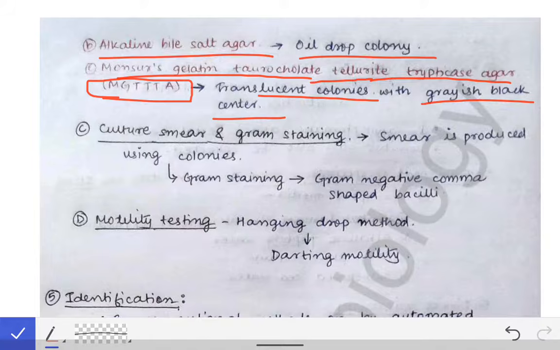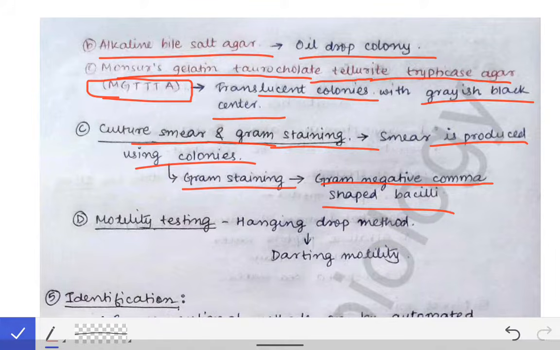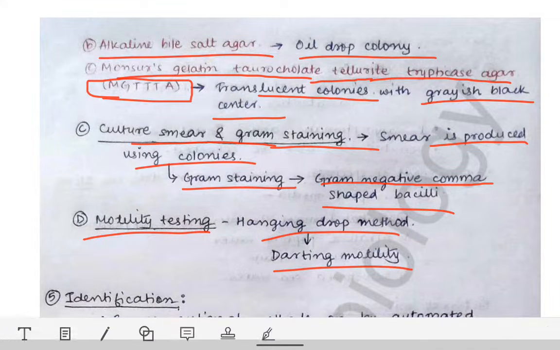After that we have to prepare a smear on a clean grease free glass slide, and then we will gram stain the smear. The smear is prepared with the colonies that have been produced on any of the selective media, and then we will gram stain it. After gram staining we will be able to see the characteristic feature of the Vibrio cholerae, that is gram negative comma shaped bacilli. Again we will perform the motility testing by the hanging drop method, and we will be seeing the darting motility.